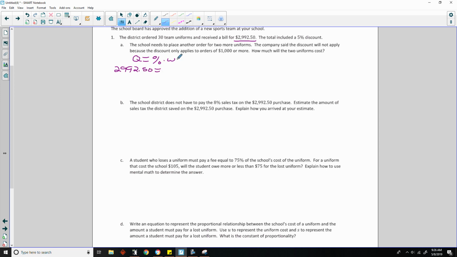Equals some percent of the whole. Well, if we got a 5% discount and 100% is a whole, and we discount at 5%, then we are paying 95%. So my percent is 95% of the whole. In order to find the total cost, I divide both sides by 0.95.